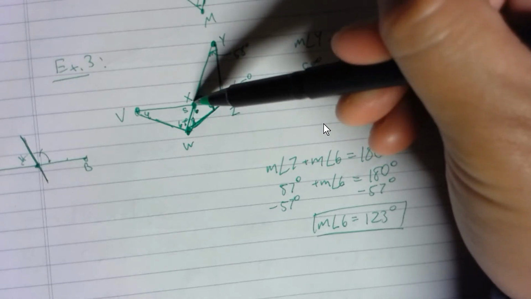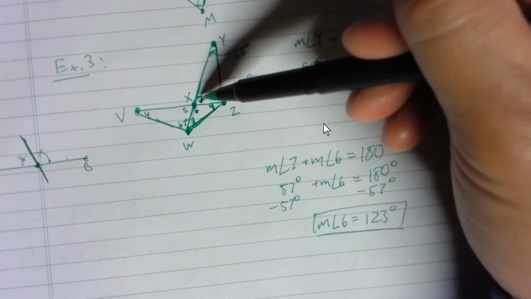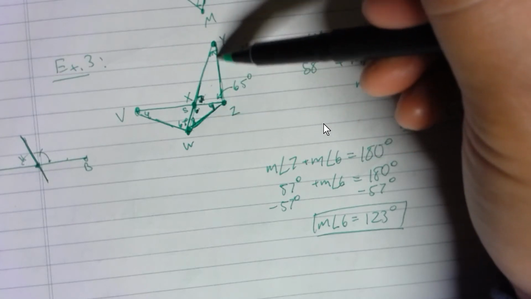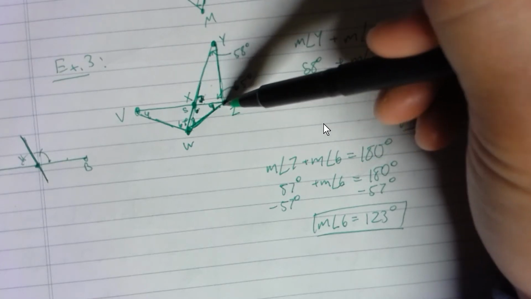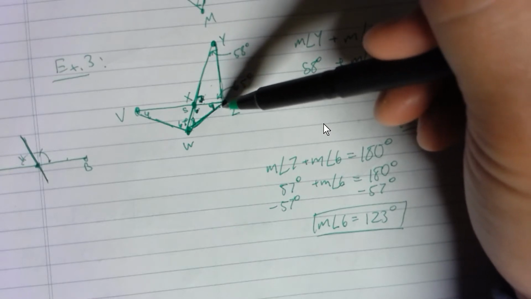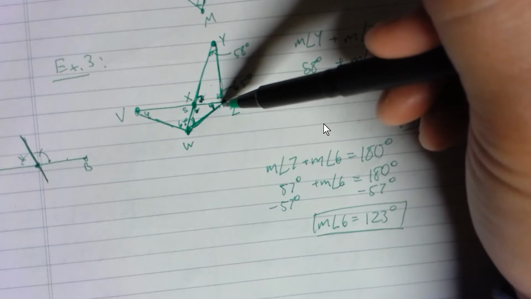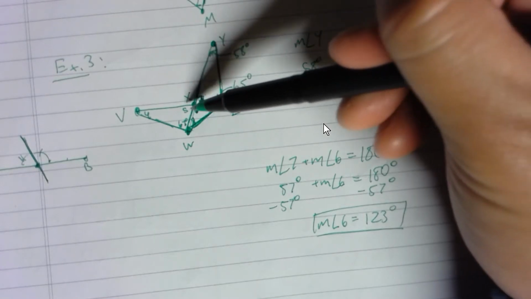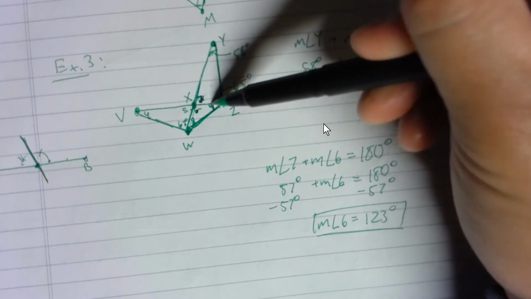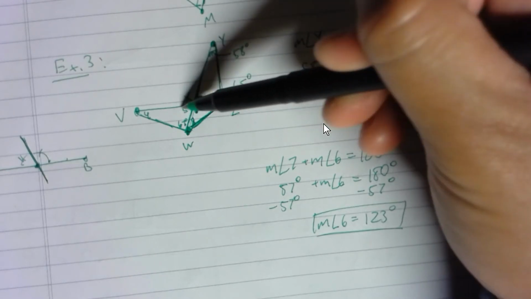You could say that the measure of angle 7 plus 6 is equal to 180 degrees because they're on the same straight line. But you can't apply the same thing here. So, can you see any other angles that we need to solve for that are on this similar straight line? I see 6 and 5. Those angles conjoin to make a straight line. Do you see the straight line?